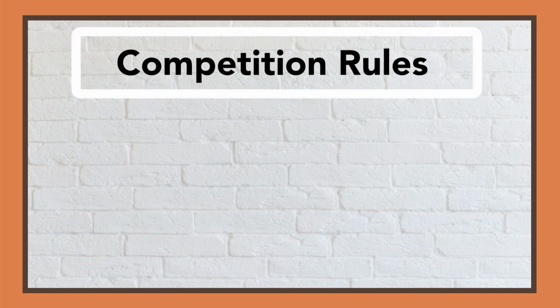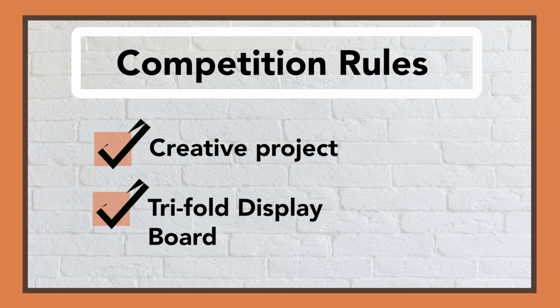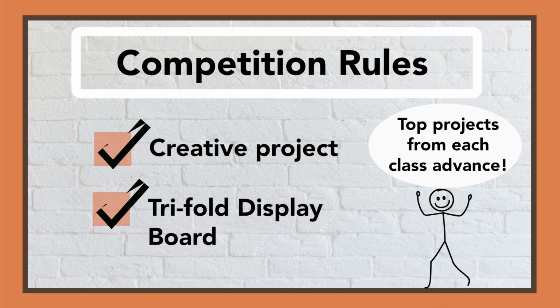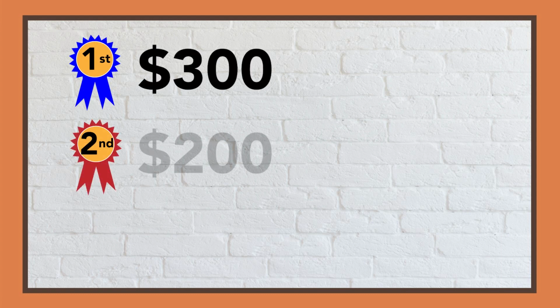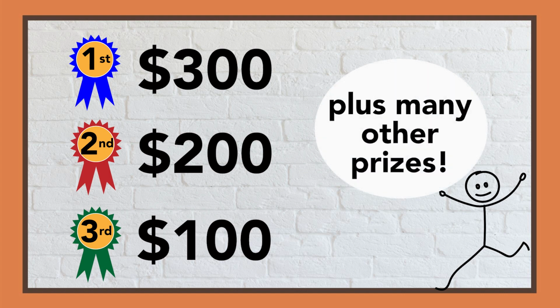To compete in the Data Jam competition, you'll make a creative project and a trifold board. The top projects from each class will advance to judging in the final competition. The first place project gets $300. The second place project gets $200, and the third place project gets $100. We'll also give prizes for honorable mentions and door prizes you can win just for submitting your project.